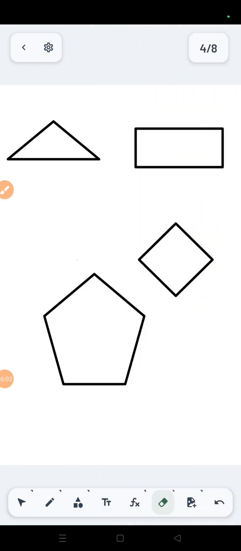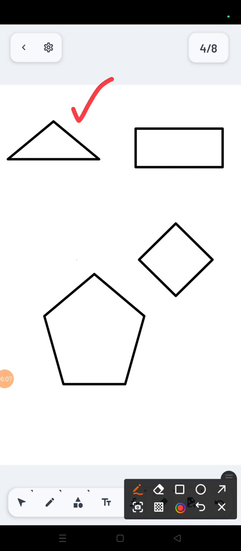So these are the figures of the different polygons. This is the triangle, in which there are three sides. This is the quadrilateral, or rectangle. Rectangle is a type of quadrilateral. There are four sides. Next, it is also a quadrilateral. There are four sides. Its name is rhombus.